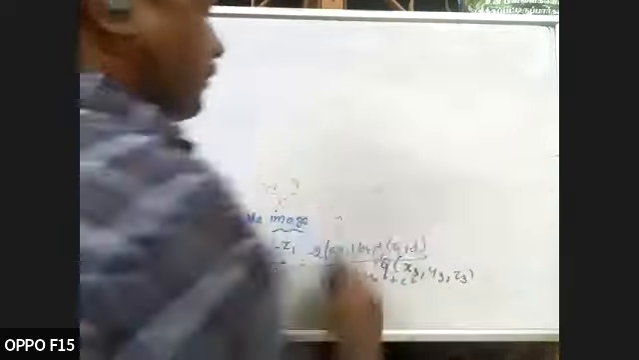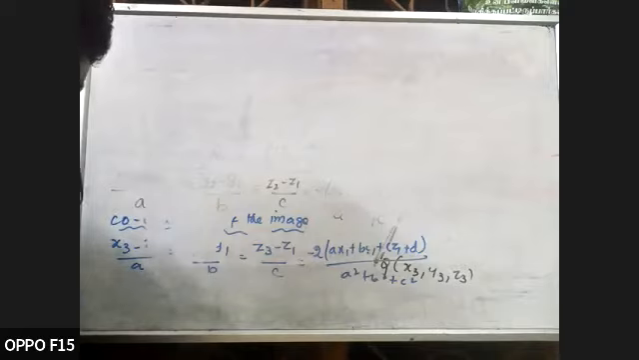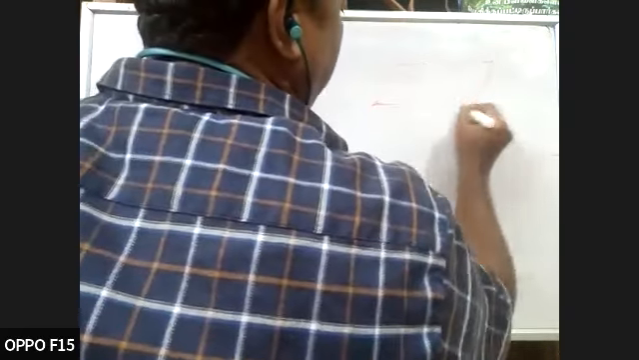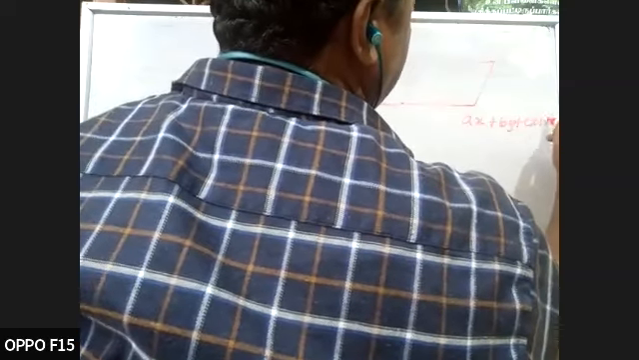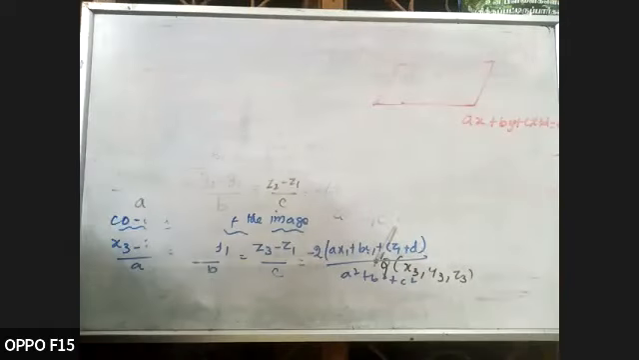Okay, length of perpendicular. Suppose we have a plane here. This is called a plane. We have ax plus by plus cz plus d equal to 0. This is a plane.